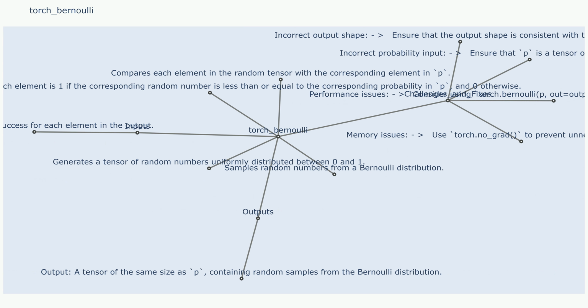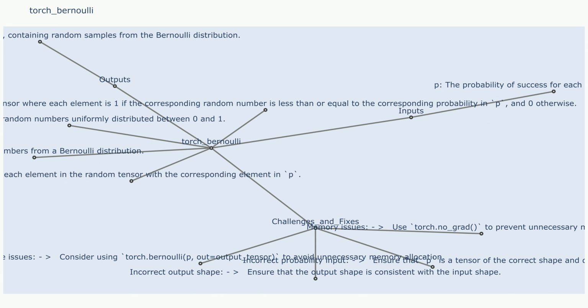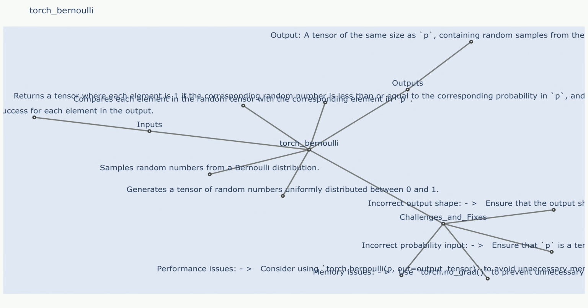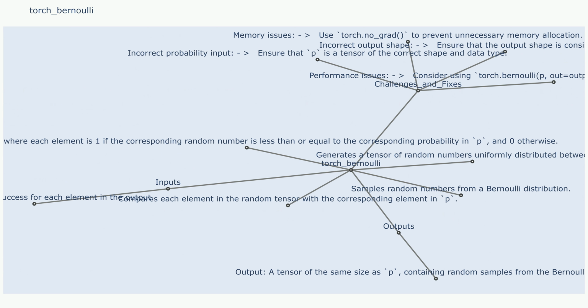Inputs. P. This is a tensor of probabilities, where each element represents the probability of success (1) for the corresponding element in P. It can be either a single value or a tensor with the same shape as the desired output. Output tensor. A tensor of the same shape as the input P with elements randomly sampled from a Bernoulli distribution with the corresponding probabilities from P.